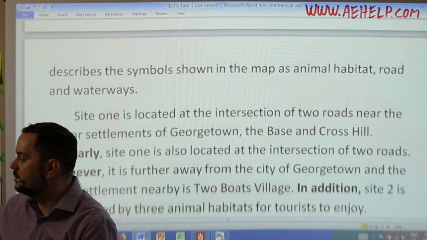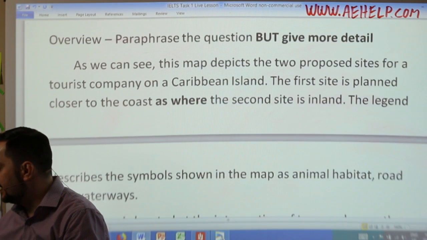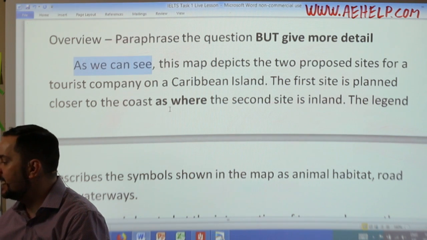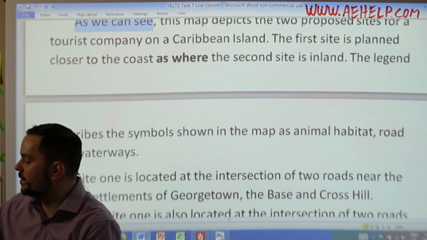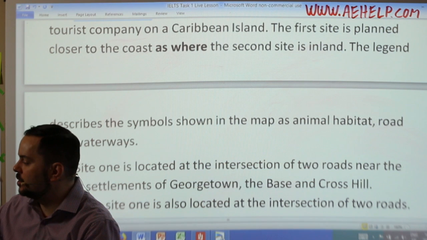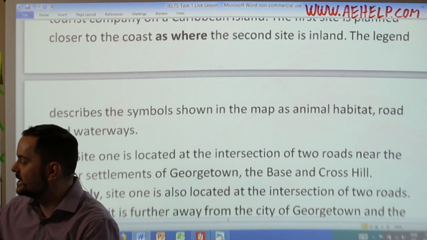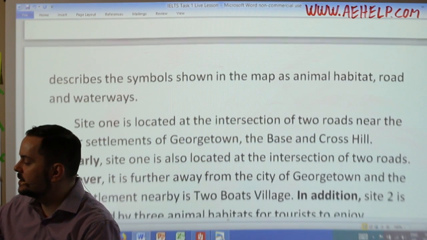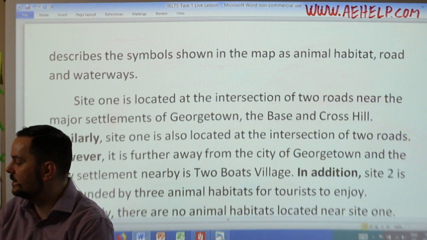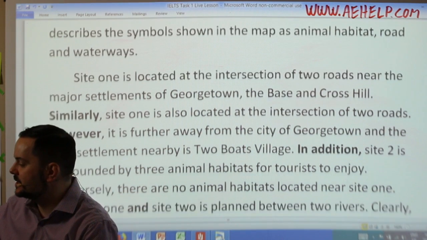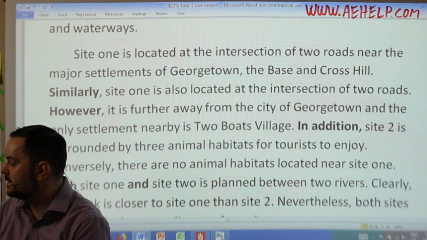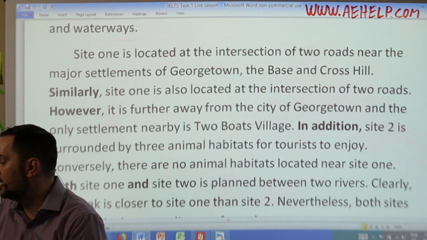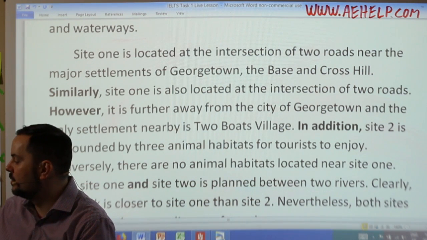So here we go. Let's see what we have so far. I'm reading it from up at the top at the beginning. As we can see, this map depicts the 2 proposed sites for a tourist company on a Caribbean island. The first site is planned closer to the coast, whereas the second site is inland. The legend describes the symbols shown in the map as animal habitat, road, and waterways. Site 1 is located at the intersection of 2 roads near the major settlements of Georgetown, the Base, and Cross Hill. Similarly, Site 1 is also located at the intersection of 2 roads.